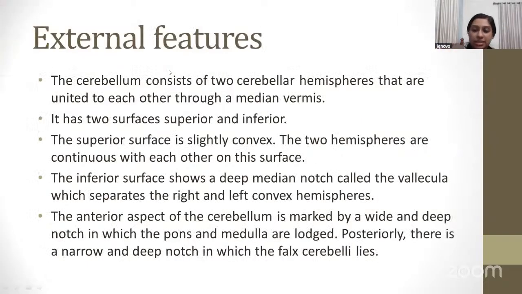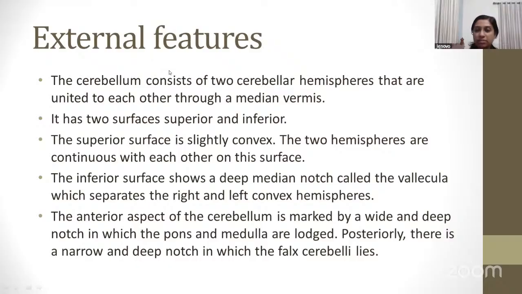Now coming to the external features of the cerebellum. Basically, the cerebellum consists of two hemispheres, which are called cerebellar hemispheres, right and left. They are connected, and they have two surfaces, a superior surface and an inferior surface. The two cerebellar hemispheres are connected by a structure called the vermis. It's a worm-like structure which connects the two cerebellar hemispheres.